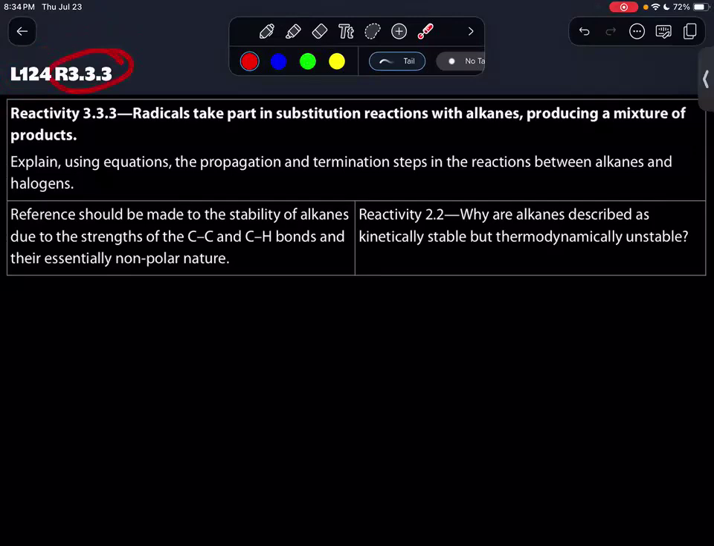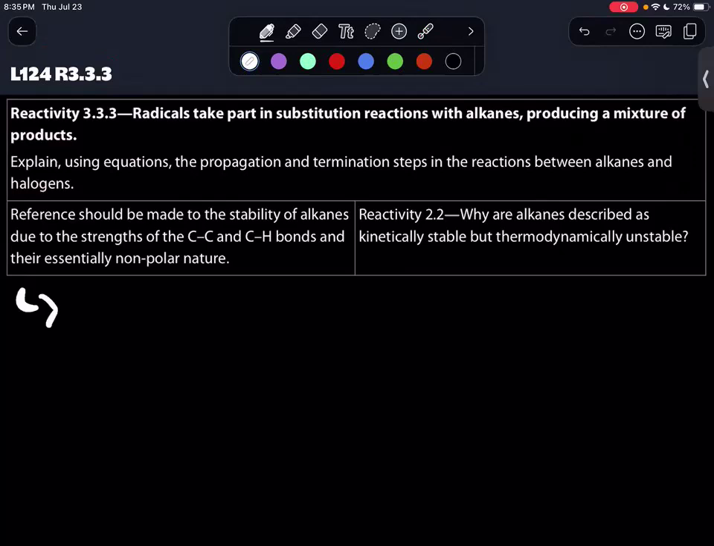Today we're going over reactivity 3.3.3, which basically discusses radicals, how they take part in substitution reactions with alkanes, producing a mixture of products. So we're going to explain using equations the propagation and termination steps in the reactions between alkanes and halogens. We already learned a little bit about the initiation step in the previous unit, so we're just going to extend that further into substitutions with radicals in alkanes.